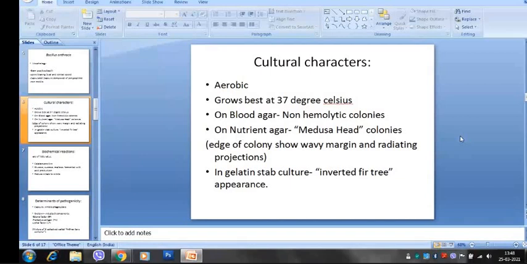Literal meaning of the term anthrax is coal, C-O-A-L, coal-like. The meaning of anthrax is coal, and coal is black. Why is this disease named anthrax?